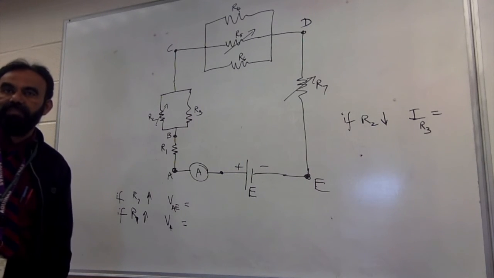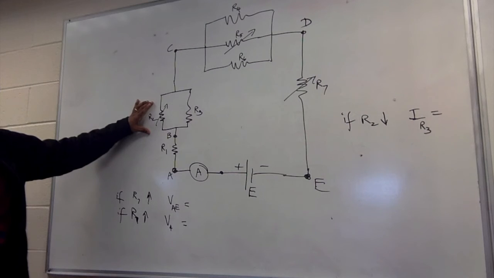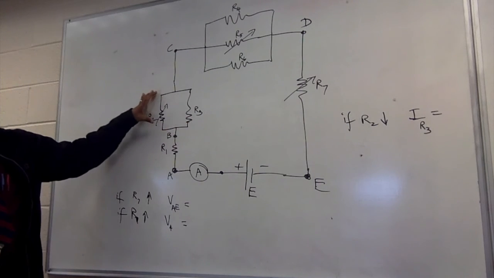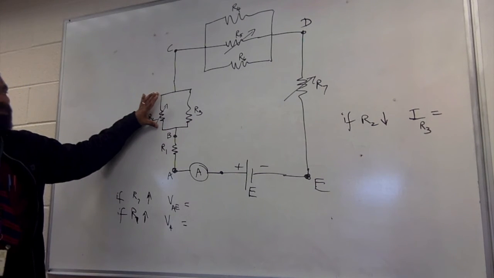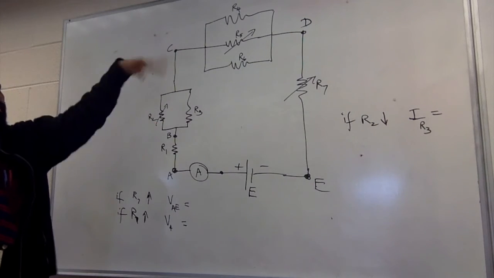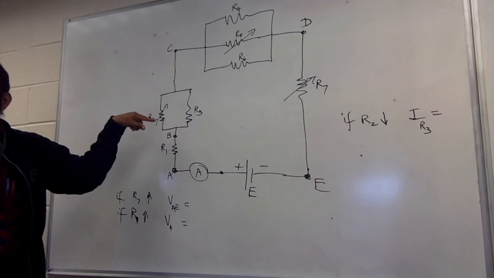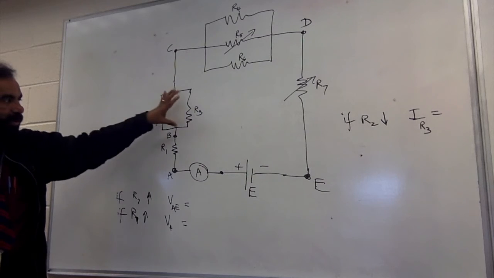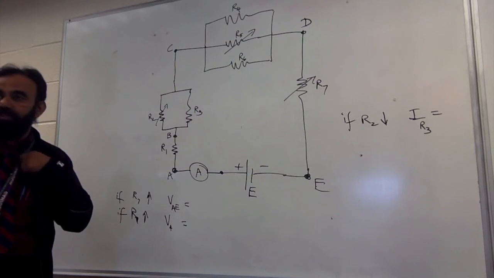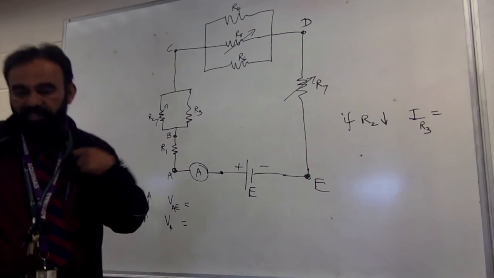Also, when R2 went down, the equivalent resistance of the whole thing is going down. And therefore, more potential drop is going to take place outside, not here. So the potential difference across these two is going to decrease, and that means the current is going to be smaller.